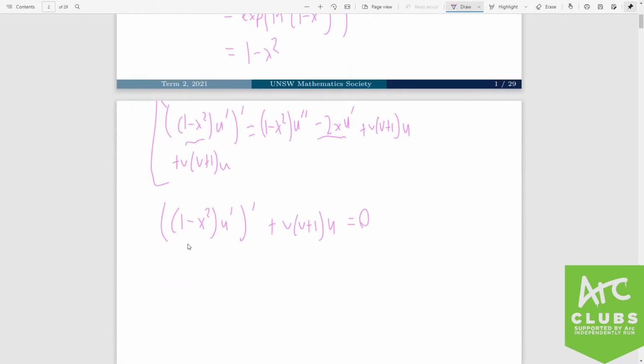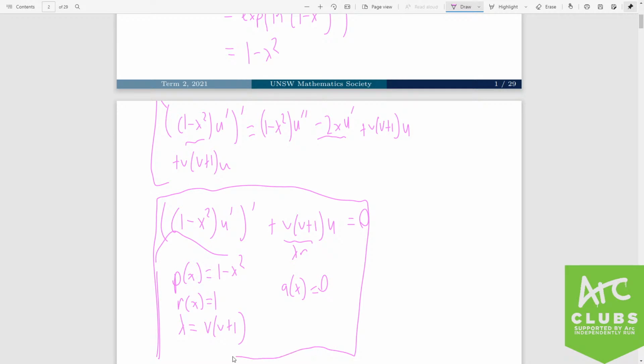And then our p of x is just 1 minus x squared. Here we don't have a q of x, this is just lambda r. And we just set r of x equal to 1 to make our lives easier. And then lambda becomes nu times nu plus 1. And there's no q of x here, so q of x is 0. So this is how our equation forms.